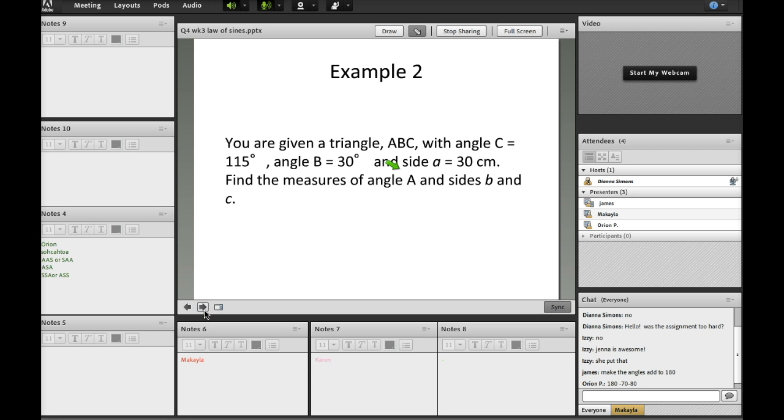So we're given a triangle again, ABC. Angle C is 115, angle B is 30, side A is 30 centimeters. We want to find the measures of angle A, sides B and C.